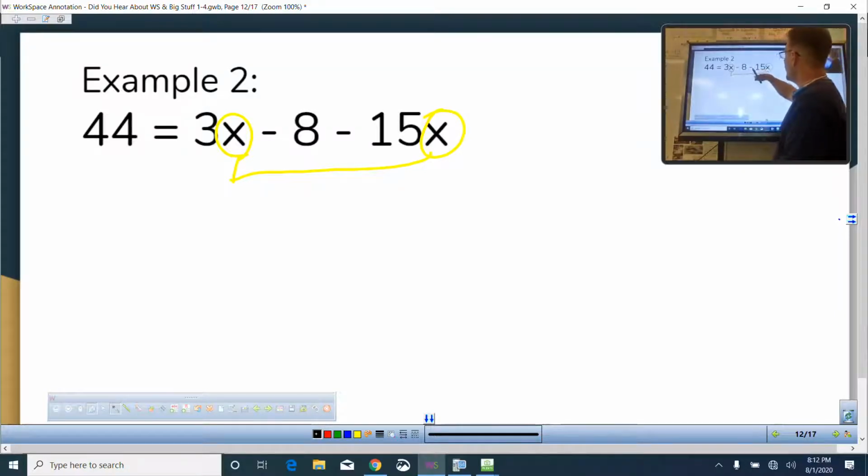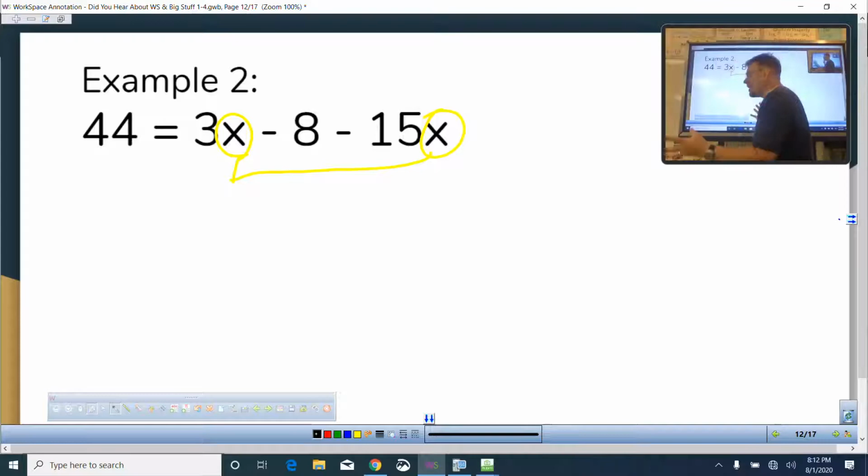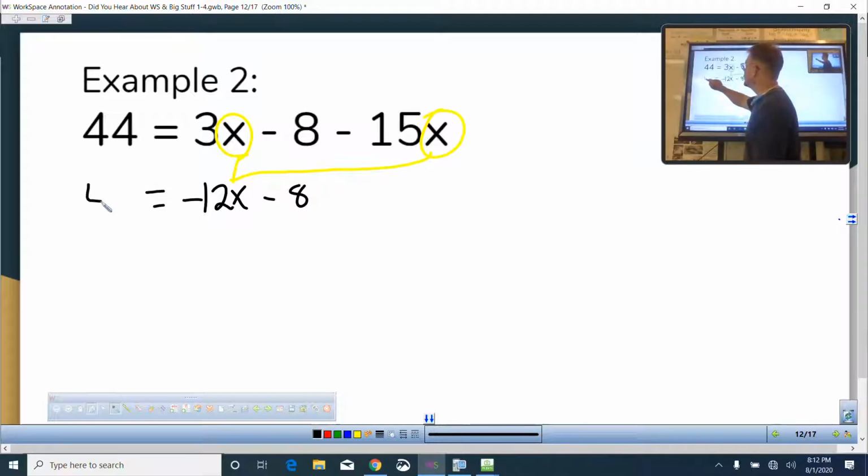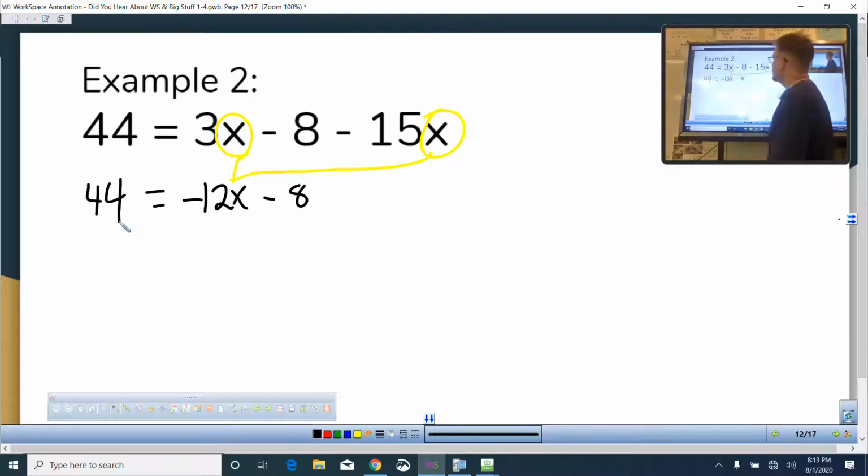So do we need to add 15x to both of these? No. We would only add 15x if it's on both sides of the equal sign, and it's not. It's just on the right-hand side. We're just combining like terms. That's all we're doing, combining like terms. So 3x minus 15x is going to give me negative 12x. Okay? Bring down my minus 8. Bring down the 44. So we combined our like terms.